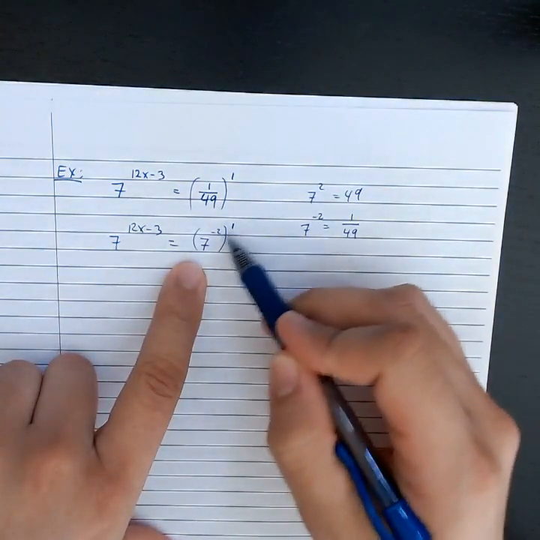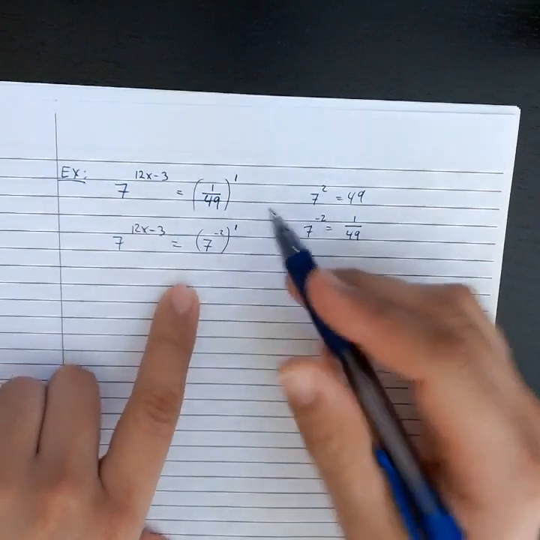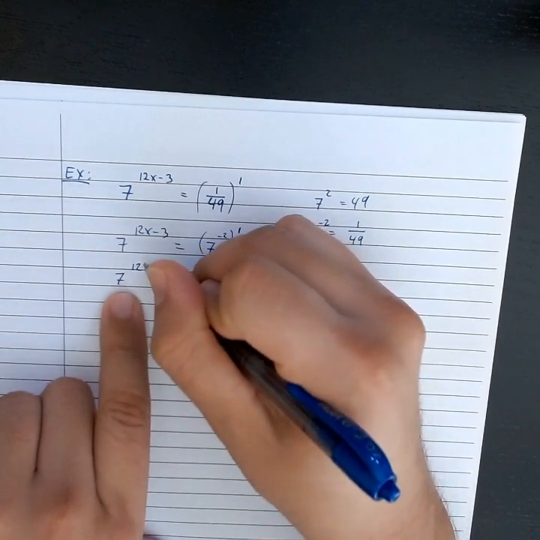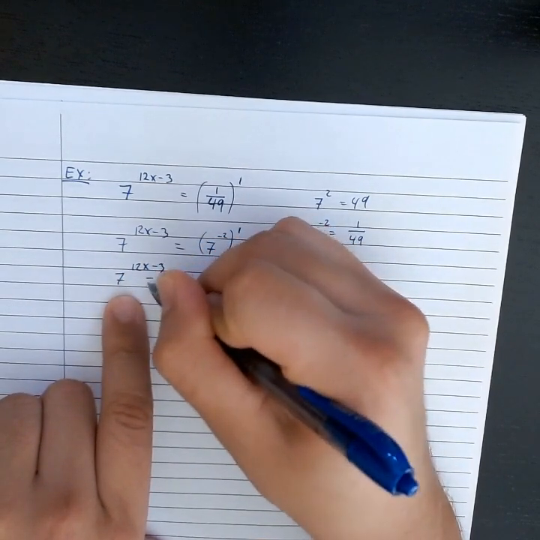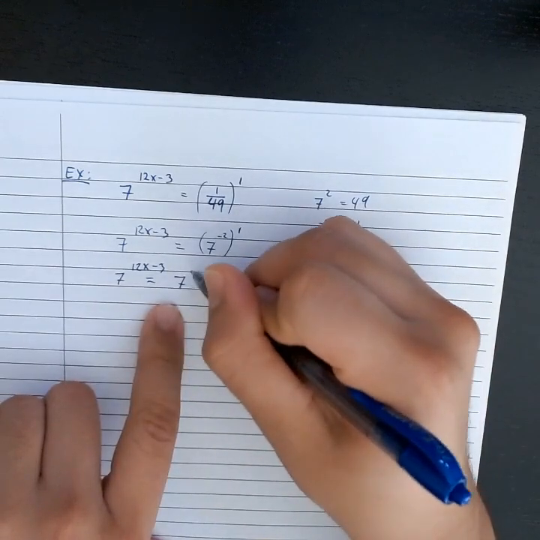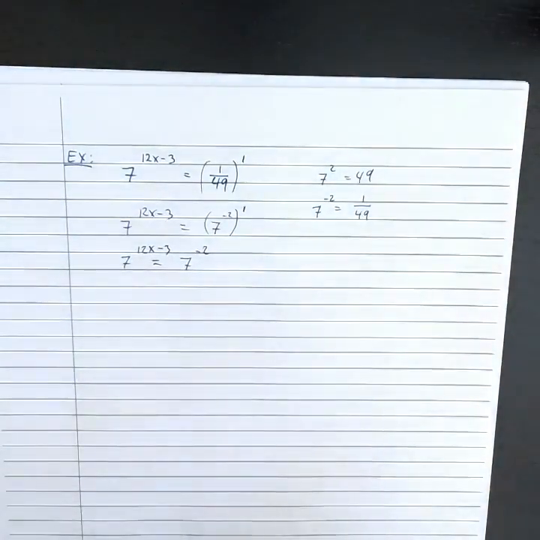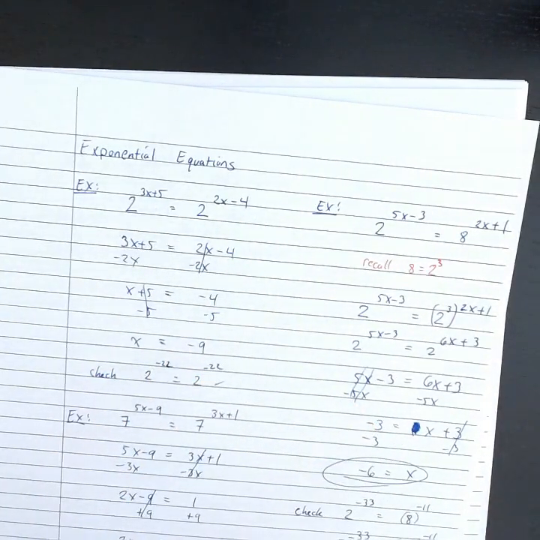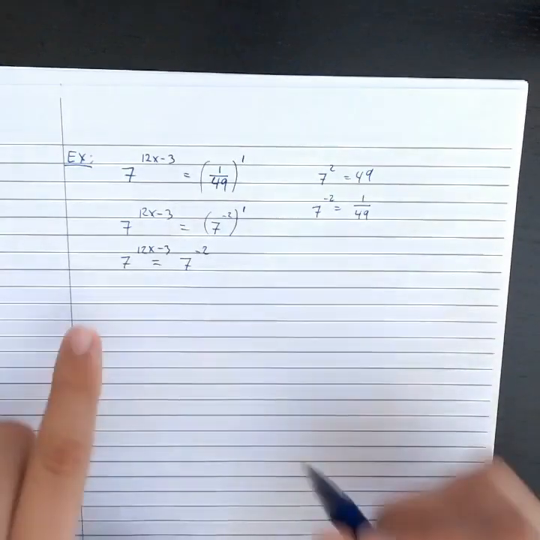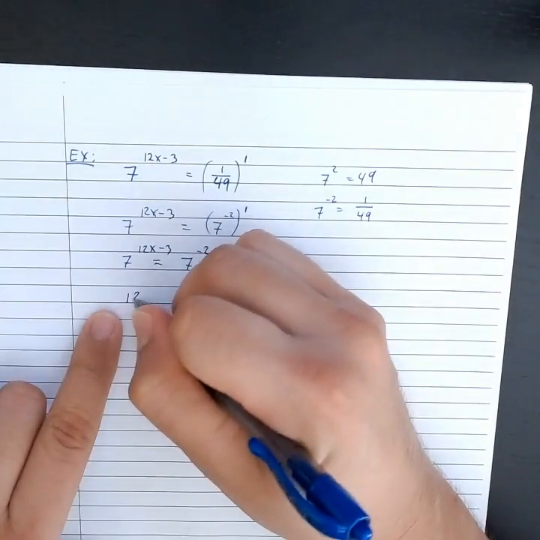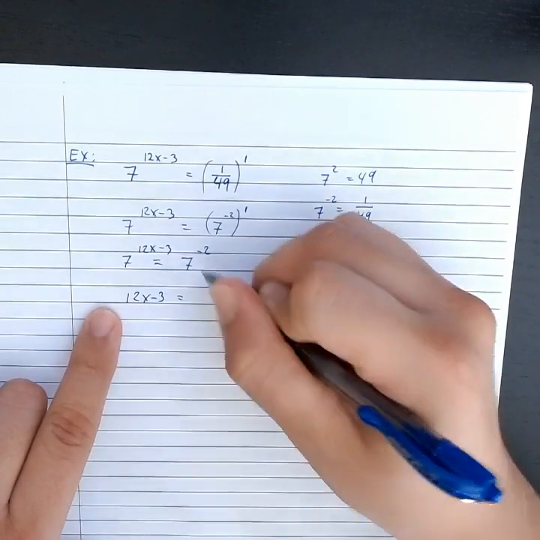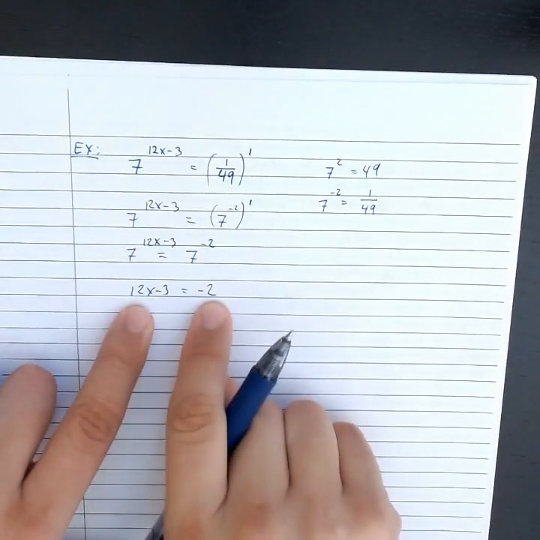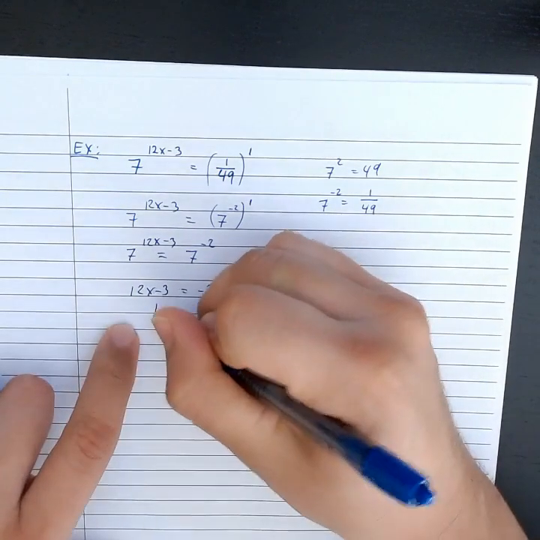Now, of course, that doesn't change anything. Anything to the power 1 stays itself. So here, let me just not write the power 1. I have 7 to the power 12x minus 3 is equal to 7 to the power minus 2. And now we're back in our previous examples, where as long as the bases are the same, you can just look at the exponents. That's the one-to-one property of an exponential equation. So now that just tells us that 12x minus 3 is equal to negative 2. And now things are nice. Because here we can go ahead and add 3 to the other side.